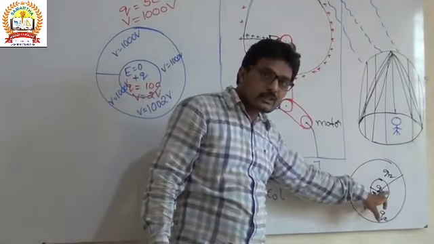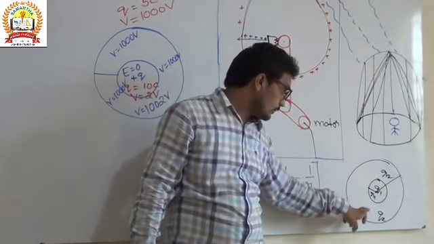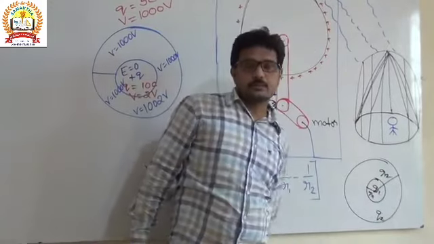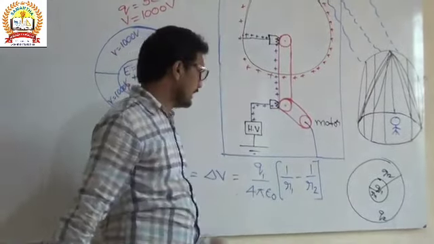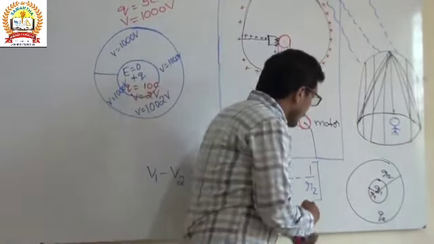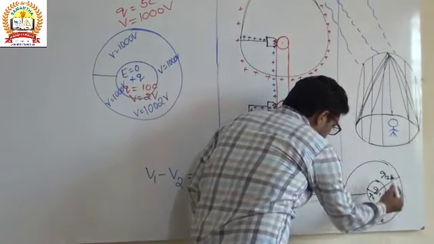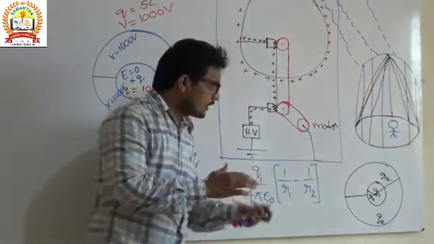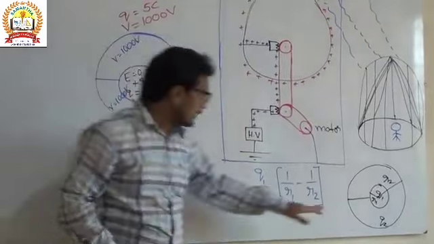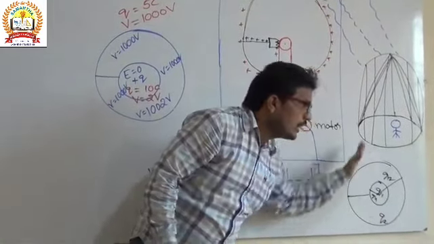Q1 is the charge of the metal sphere and Q2 is the charge of the outer sphere, that is the hollow sphere, and it is connected with a wire, that is, a metallic wire. Then the charge is transferred from the inner sphere to the outer hollow sphere.